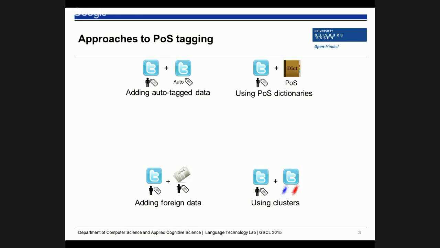Last but not least, which also has been employed, is clustering. So you cluster a huge amount of unlabeled data, and then provide distributional similarity information for unknown words, and support the word recognition by providing this distributional information.